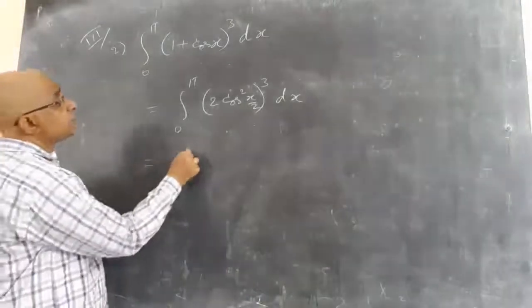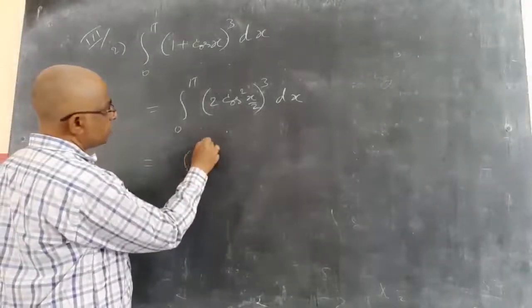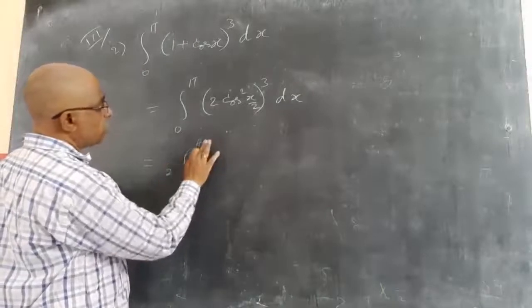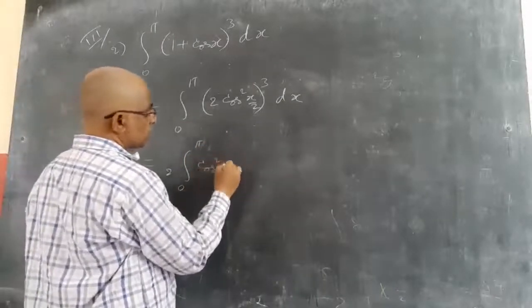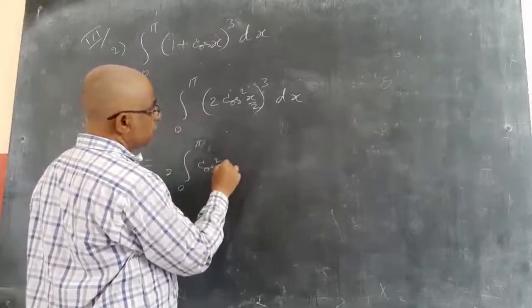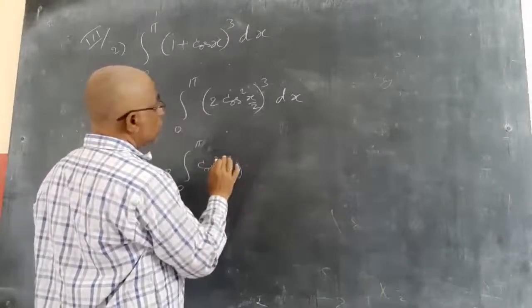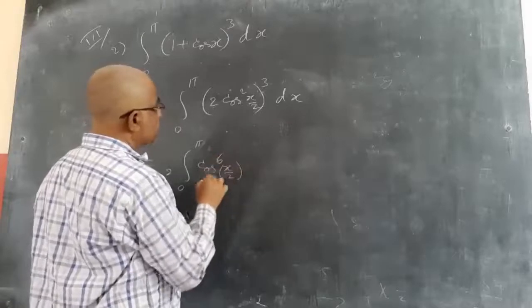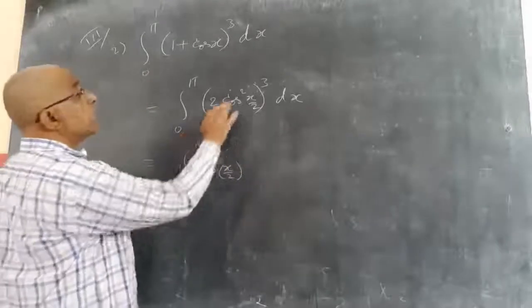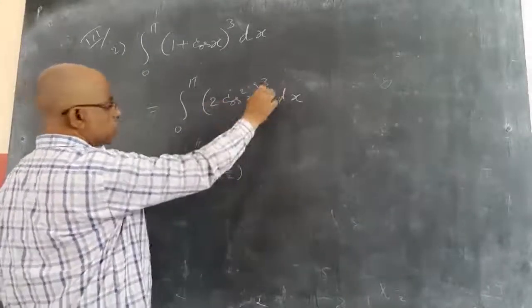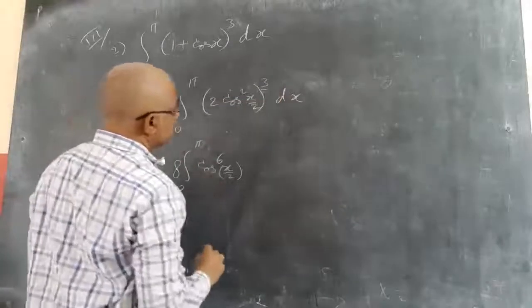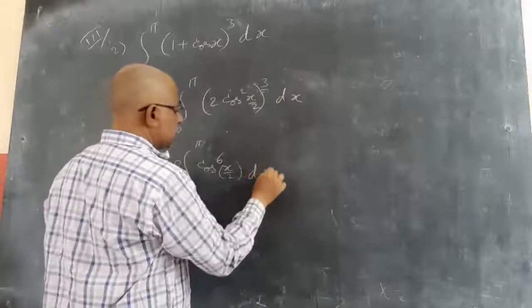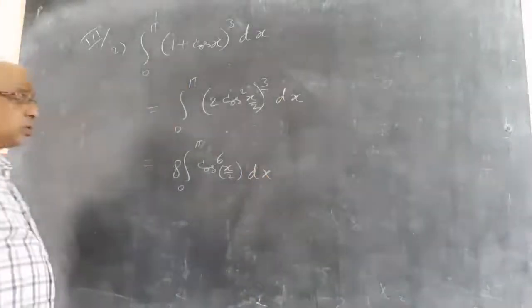Now this becomes 0 to pi, 2 outside, cos square x by 2 whole cube. Cos square whole cube is cos power 6. This is 2 cube upon that cube. This is 2 cube is 8 and this is cos power 6 x by 2 dx.